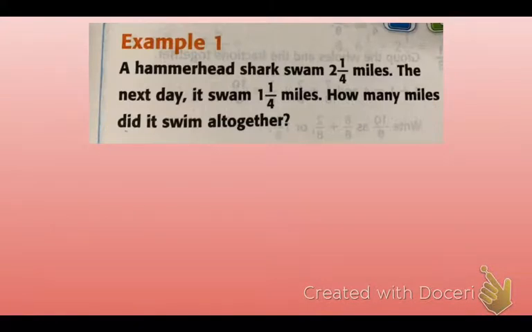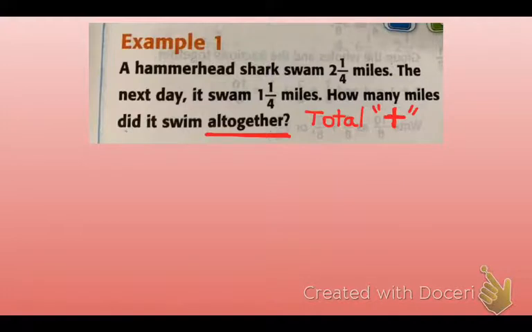All right, let's take a look at this problem here. It says a hammerhead shark swam 2 1/4 miles. The next day it swam 1 1/4 miles. How many miles did it swim altogether? And we're looking for those key words, altogether, right? Or a total. Whenever we're finding a total, that means we are going to be adding. Okay, we're looking for those key words when we are working on word problems. So, what is the total?